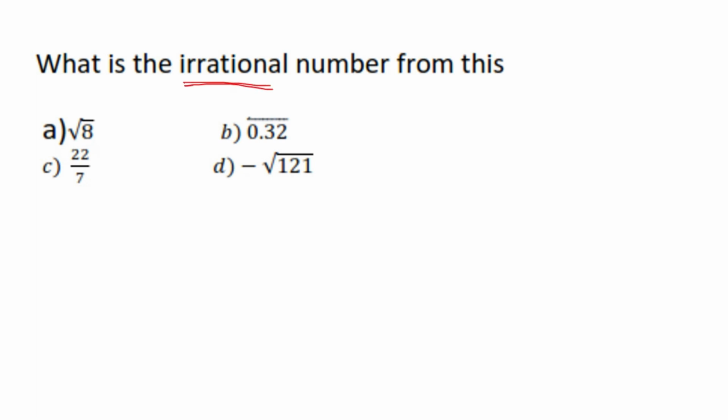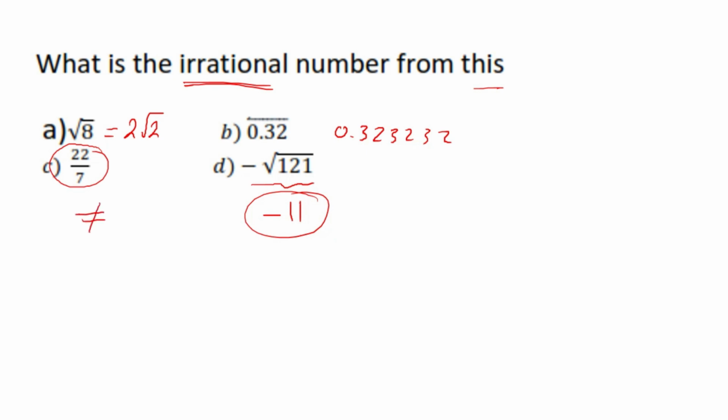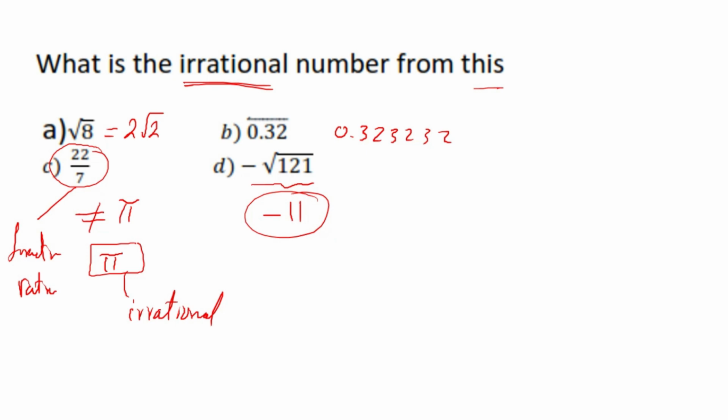What is the irrational number from these values? Root 8, which can be written as 2 root 2, or 0.32 with the 32 repeating, is called a recurring decimal. Negative root 121 is negative 11, and this number is an integer, rational and real. 22 over 7 is not pi. Pi is an irrational value, but 22 over 7 is a fraction, and a fraction is rational. So it's not pi. The only number of these that cannot be written as a whole number or an exact decimal value is root 8. So the answer is 2 root 2.